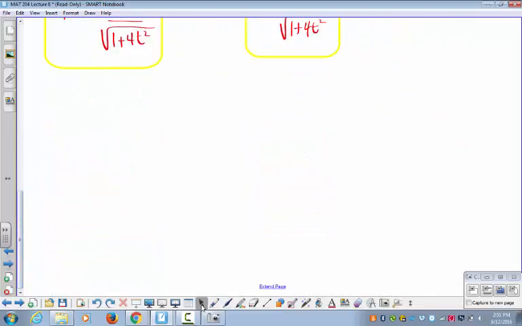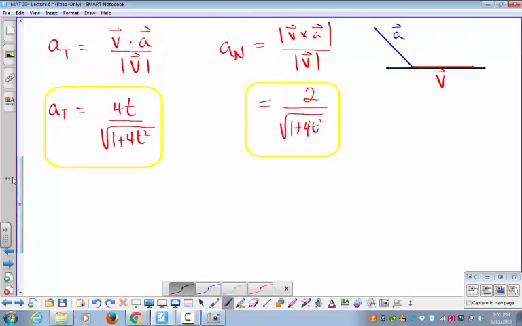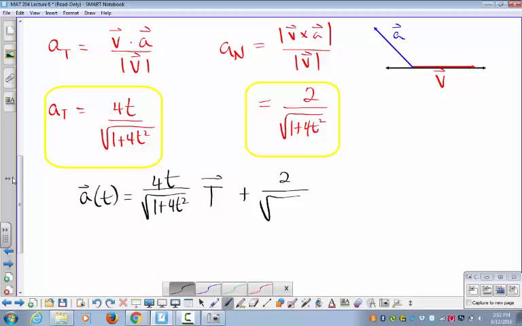So what this allows us to do is write the acceleration vector as a function of t is going to be this expression times capital T plus this expression times capital N. So instead of using i and j as the two unit vectors for your linear combination, you use T and N. So instead of using some coordinate system that the curve is sitting in, you're actually looking on the curve itself and using the frame of the curve itself, the geometry of the curve.